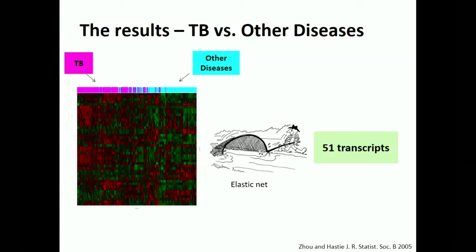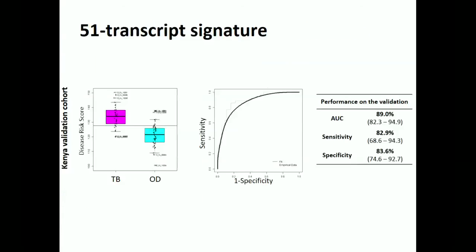So when we first looked at the genes, we saw a very big number of those 30,000 genes being differentially expressed between TB and other diseases. And then by using variable selection techniques like elastic net, which acts like a fishing net and only retains the big fish, we managed to identify 51 transcripts that could act as biomarkers between TB and other diseases.